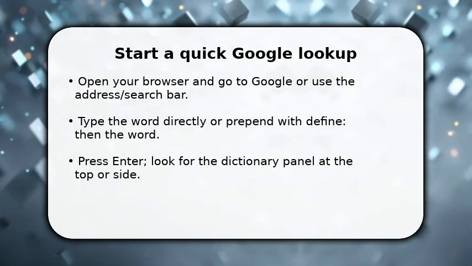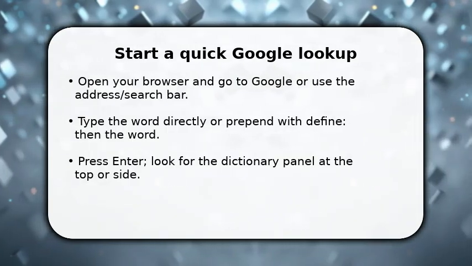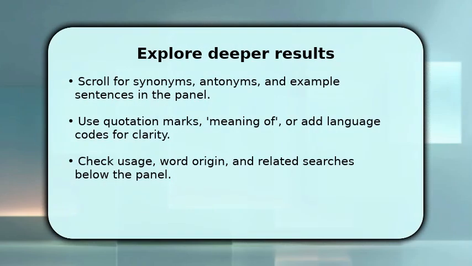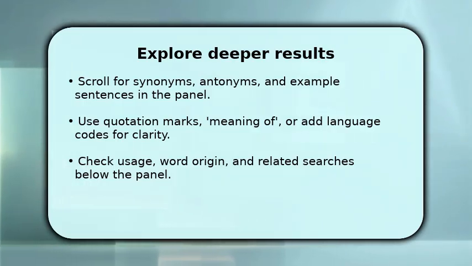This first action gives you an instant meaning without leaving the search page, so you can move to deeper checks next. Once you have the quick definition, expand your search to understand nuance. Click synonyms, antonyms, and example sentences in the panel to see context. If the result is ambiguous, search with quotation marks or type meaning of followed by the word.